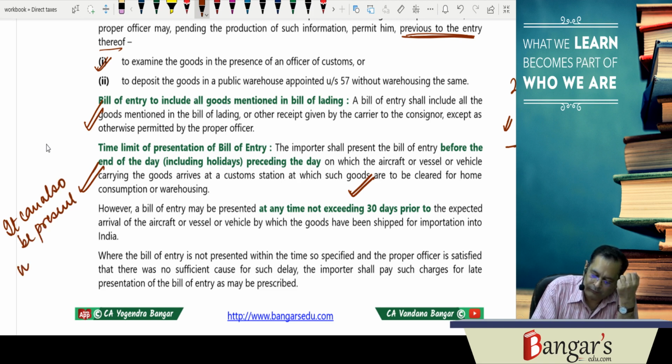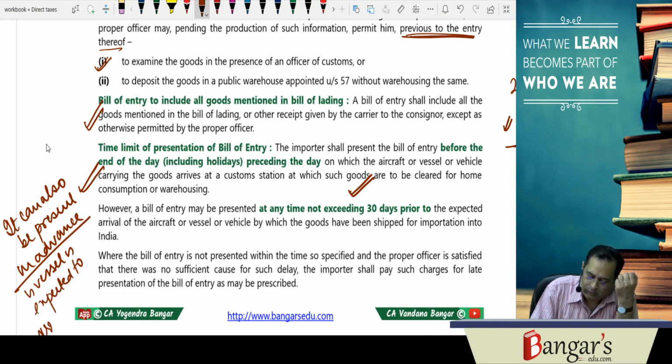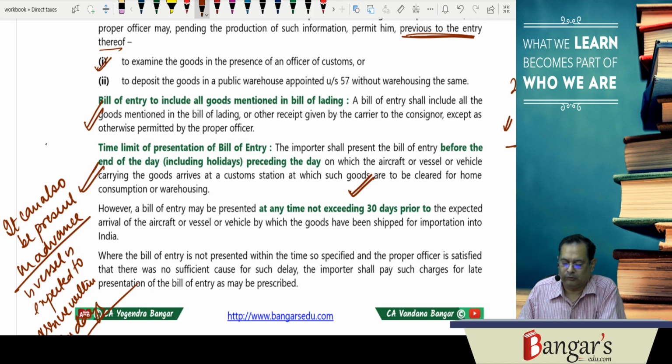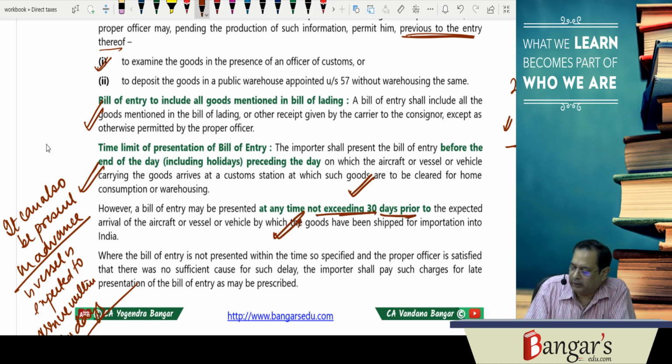Here it can also be presented in advance if the vessel is expected to arrive within 30 days of the presentation. A bill of entry may be presented at any time not exceeding 30 days prior to the expected arrival of the aircraft or vessel or vehicle by which the goods have been shipped for importation into India.